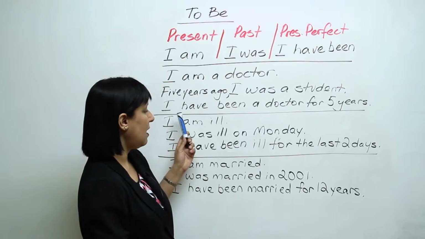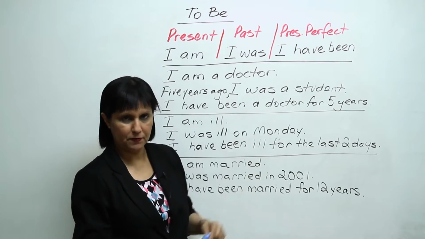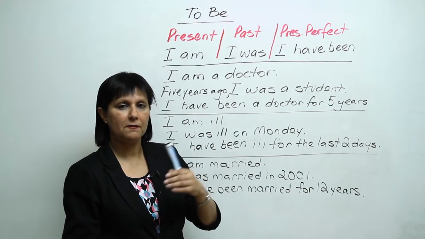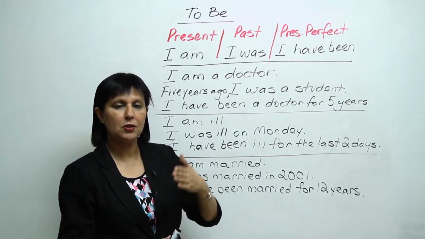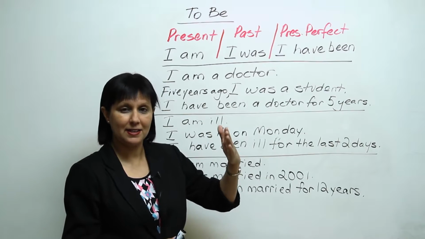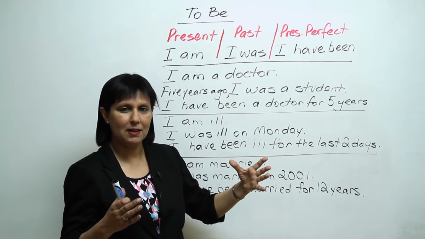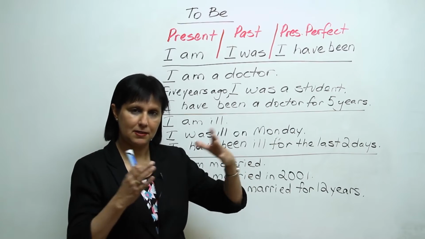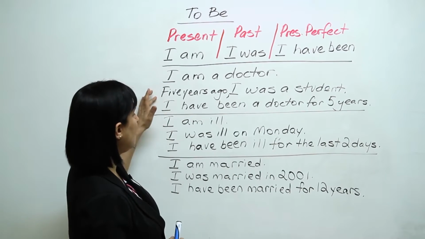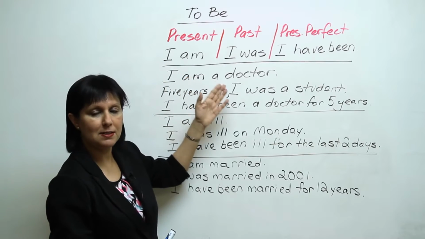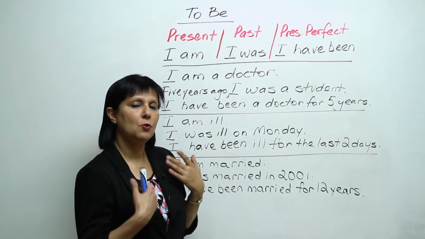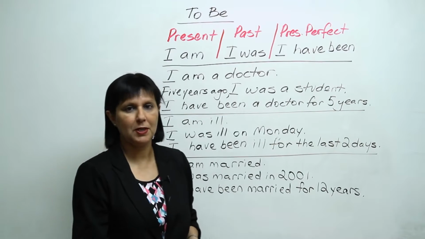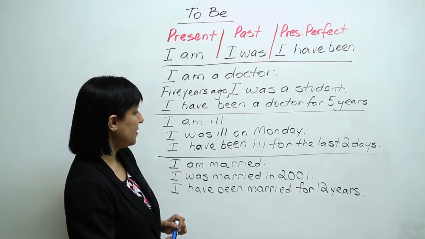What does that mean? I have been is present perfect. It means the person started being a doctor 5 years ago, 4 years ago, 3 years ago, 2 years ago, and now. All right? So I have been a doctor for 5 years includes the past as well as the present. So you see how by using present tense, past tense, or present perfect, we are in fact able to communicate different kinds of information. Let's look at another example.